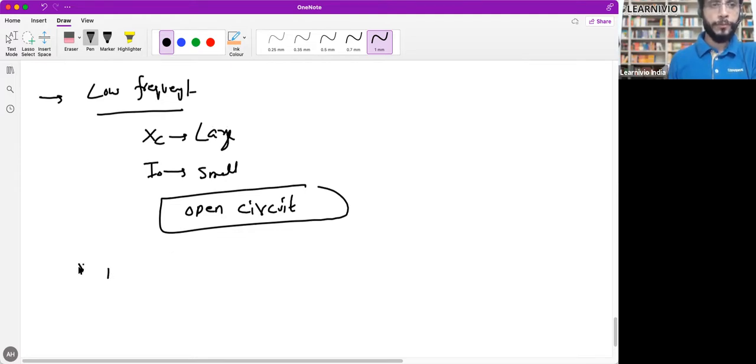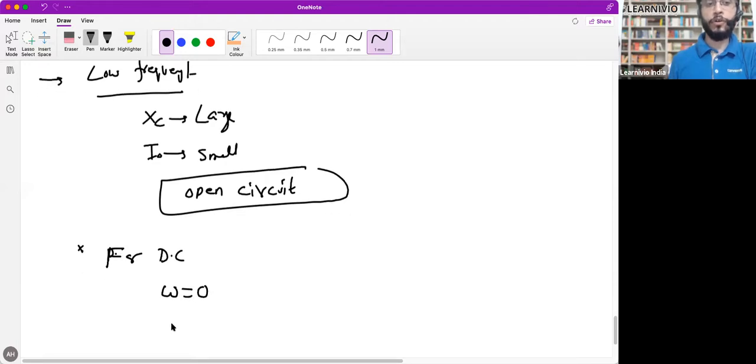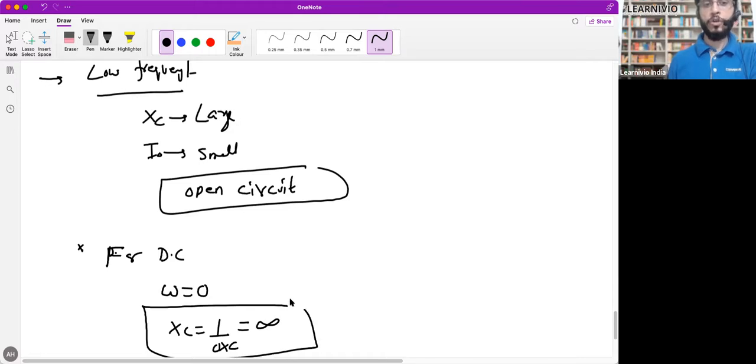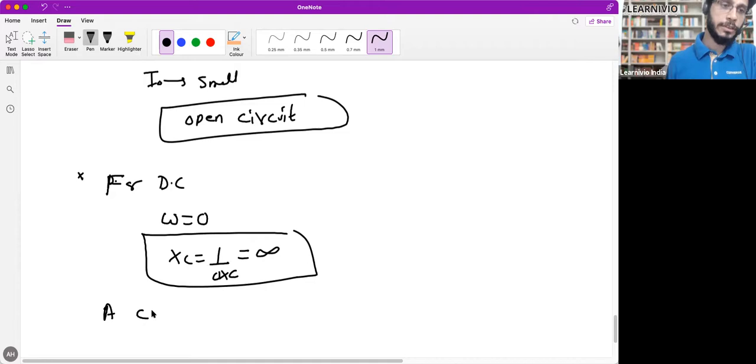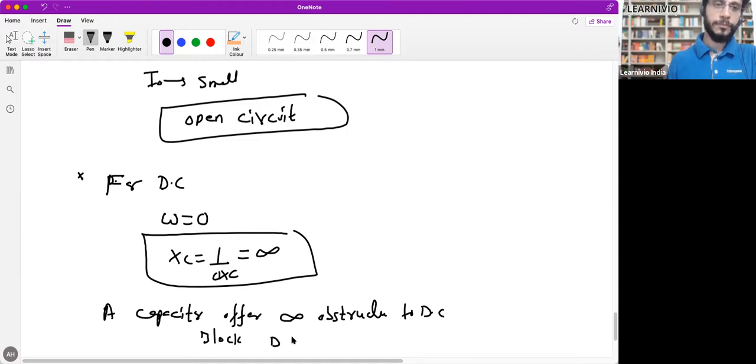There is one more thing: for DC. DC means which does not change. So omega is 0. For DC, your Xc is 1 by omega C, 1 by 0, so it's infinite. So capacitor offers infinite reactance to DC. Capacitor offers infinite obstruction to DC. It simply blocks DC current. DC cannot pass through a capacitor. Capacitor simply blocks DC current, but it allows AC to pass through.